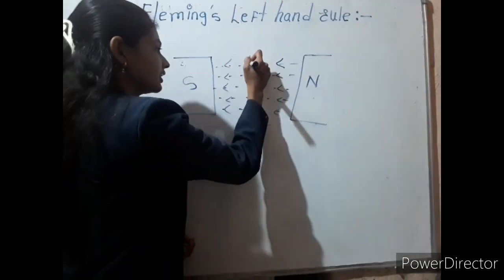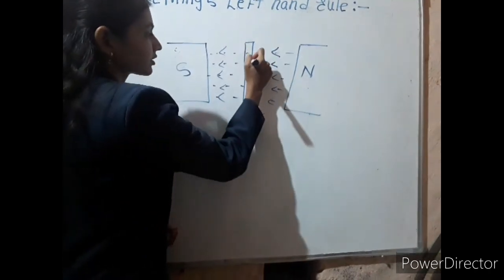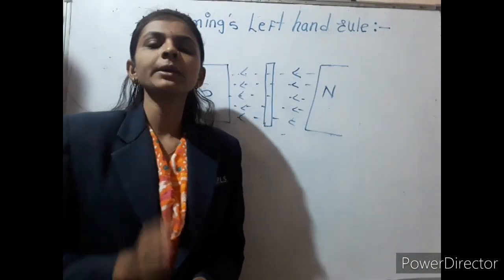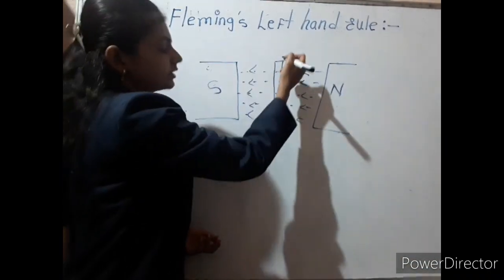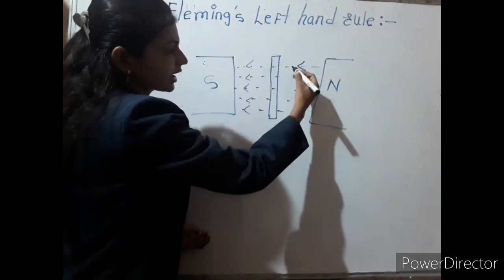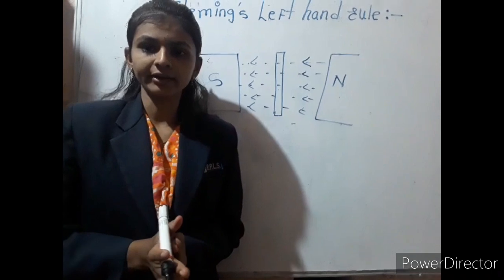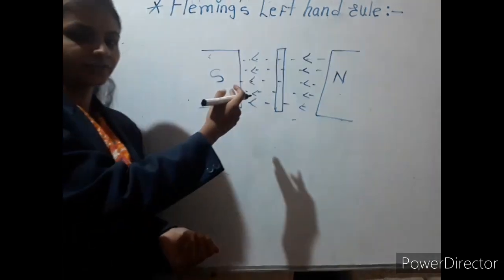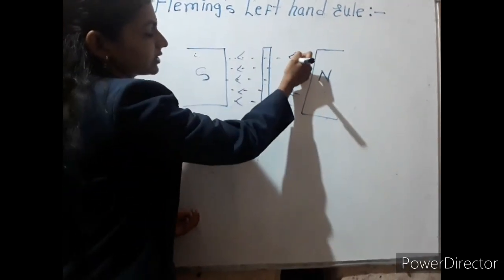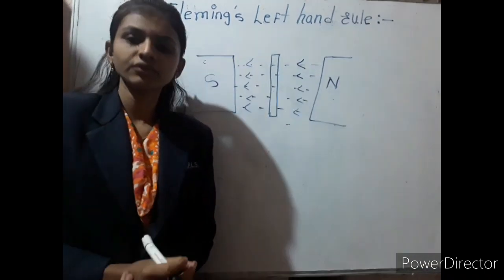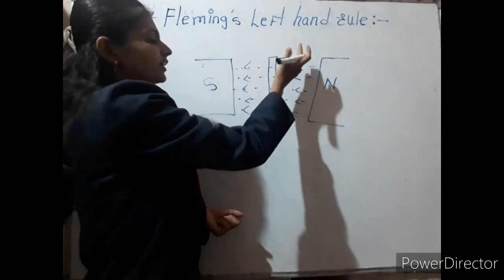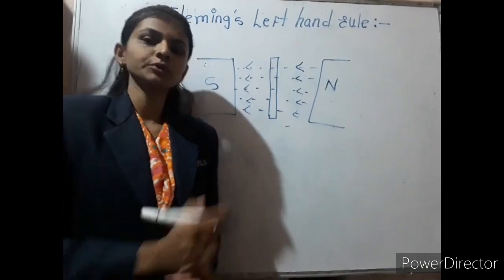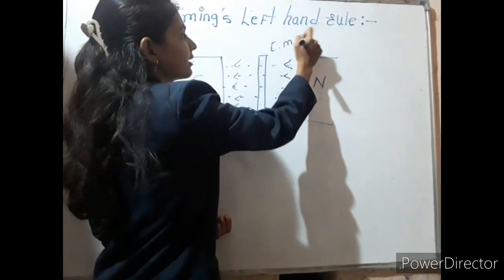Whenever we keep any conductor inside the magnetic field lines, keep one thing in mind: the conductor should be perpendicular to the lines. Perpendicular means the angle between the conductor and the magnetic field lines should be 90 degrees. Then the magnetic flux phi is cut by the conductor, it intersects the conductor, and at that time EMF is going to be produced.